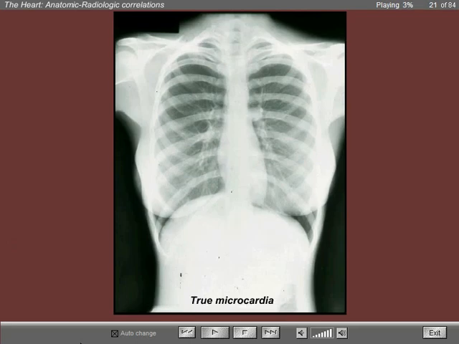This is an example of true microcardia in which the heart is very small. This can be the result of developmental changes. In a very tall, slender person, the heart tends to appear very small, and it is also seen in individuals with marked hypovolemia. On an acquired basis, microcardia may reflect brown atrophy of the heart, which can be seen in patients, for example, with advanced liver cirrhosis.